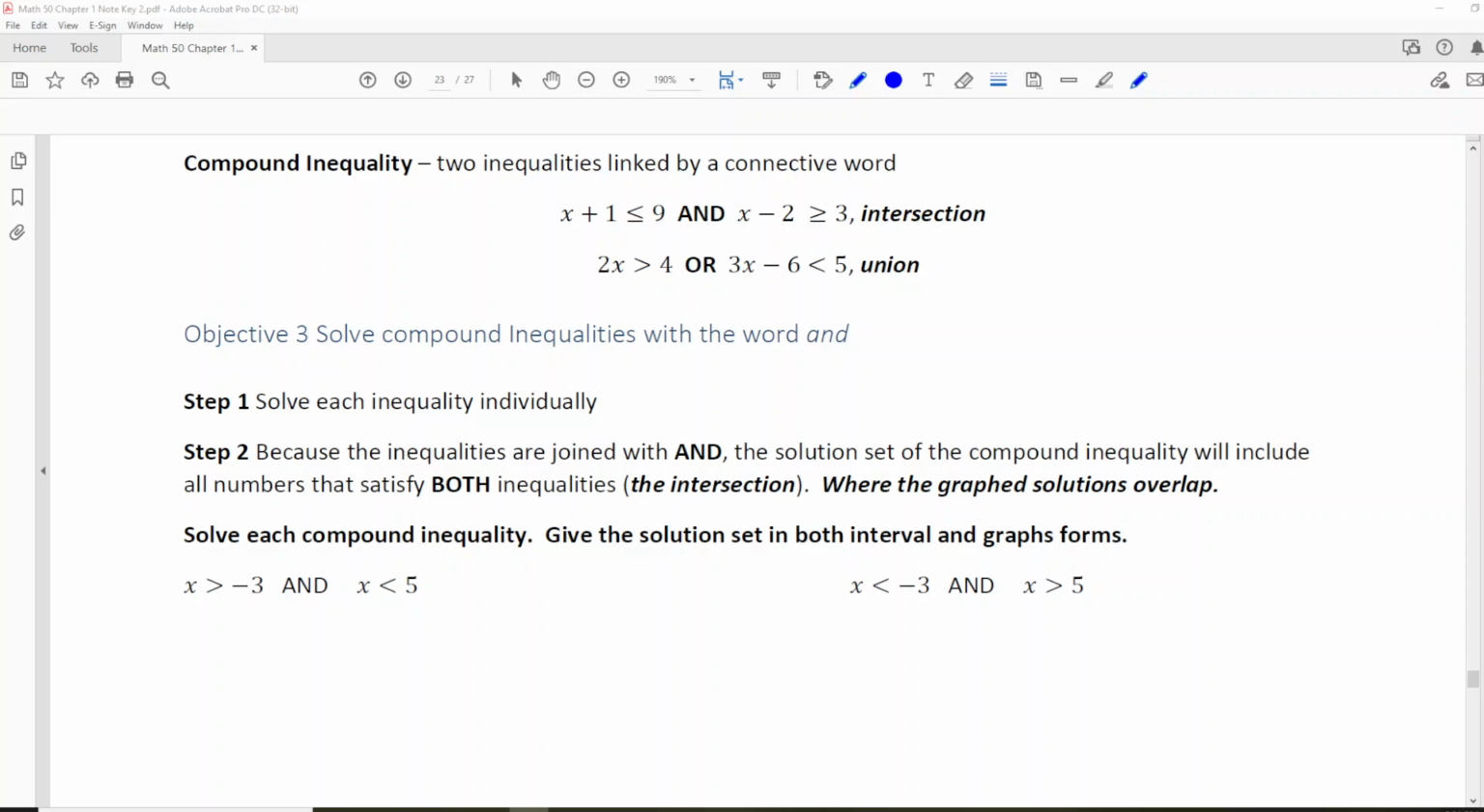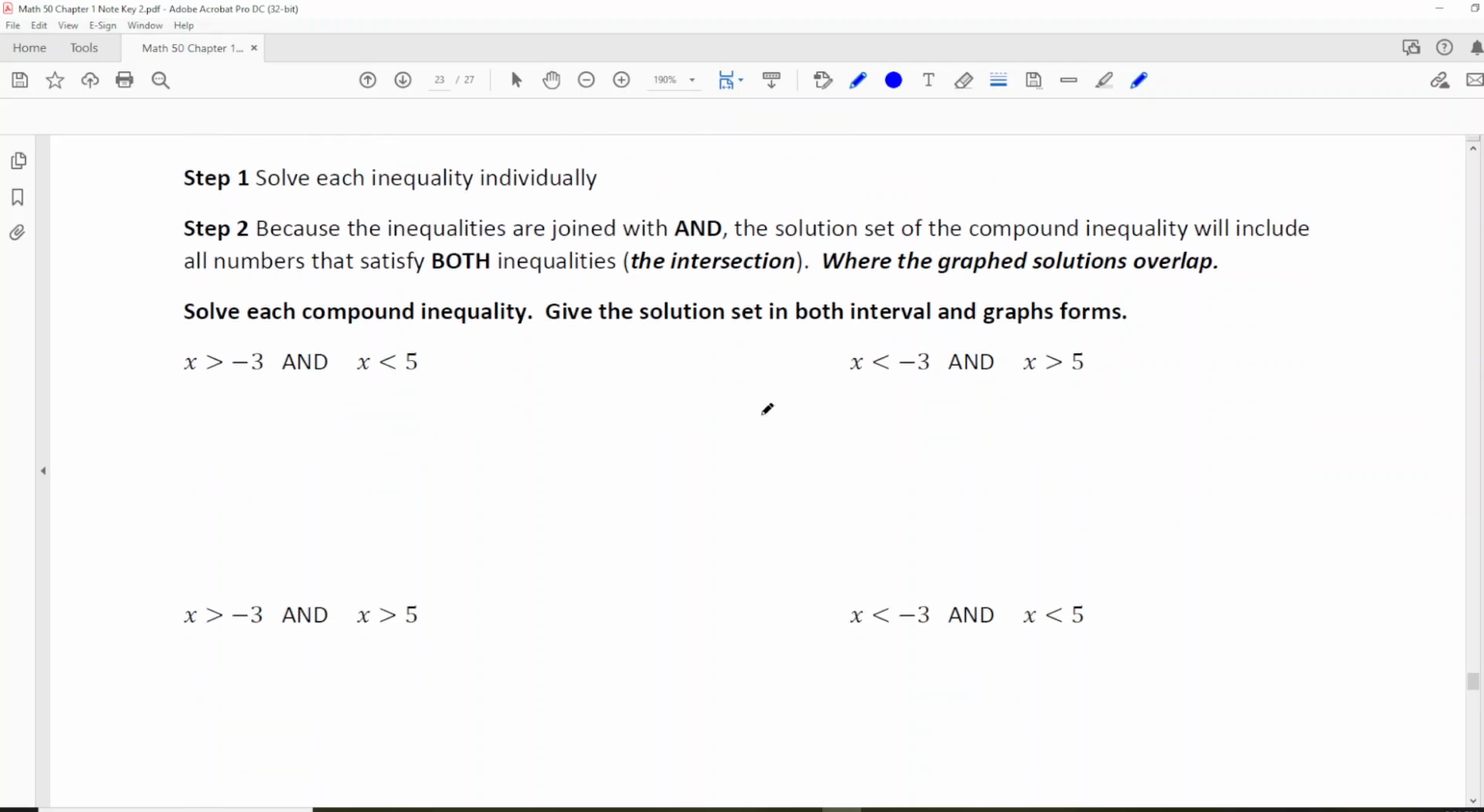So you have to keep in mind the word intersection goes with the word "and," and the word union goes with the word "or." And even further, if you want to, intersection goes with the upside down U, and union goes with the upright U. So let's start off with objective 3. Let's solve compound inequalities that have the word "and."